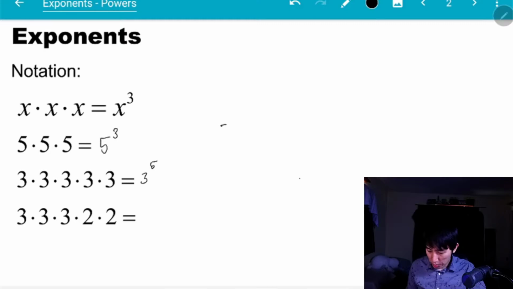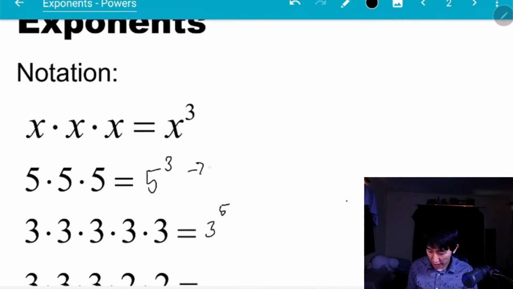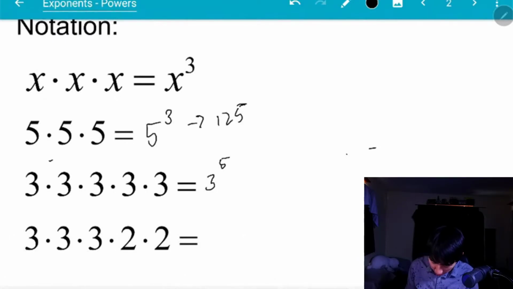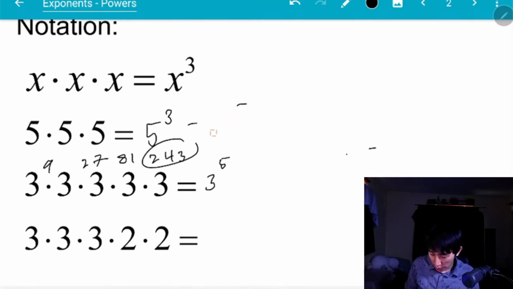Now, if you remember, 3 times 5 is equal to 15. 5 times 3 is also equal to 15. So the order doesn't matter. However, when we're doing this, it totally does matter, because 5 times 5 is 25, times 5 is 125. Whereas if we're doing 3 times 3 is 9, times 3 is 27, times 3 is 81, times 3 is 243. As you can see, these numbers are very different. So that's why we have to be careful.